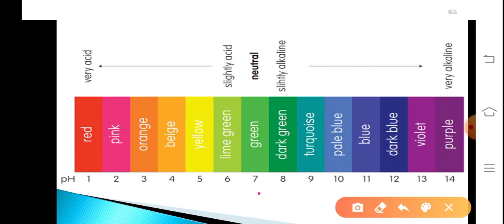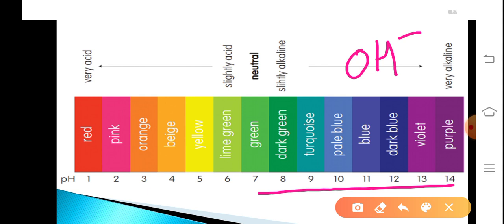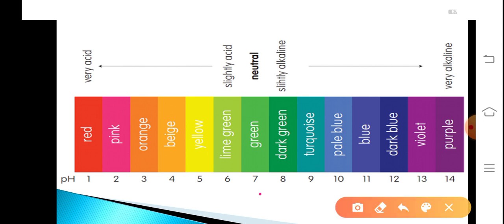When we move above from 7 to 14, the concentration of hydroxyl ion increases in the solution, that is, the pH increases. So such solutions come under basic solution. But when we move below 7, then the concentration of proton, that is hydrogen ion, increases. That is, the pH of the solution decreases. It indicates the presence of acidic solution.